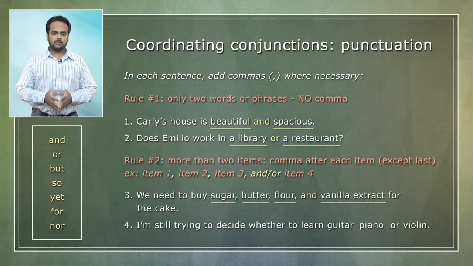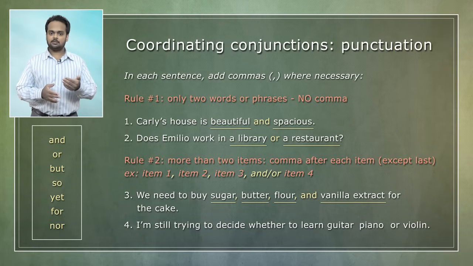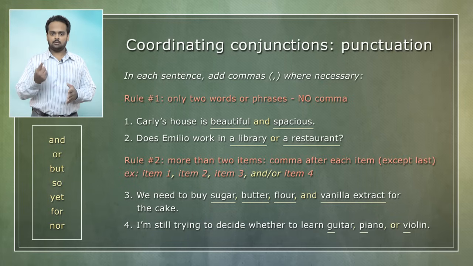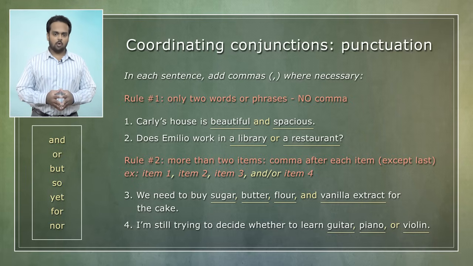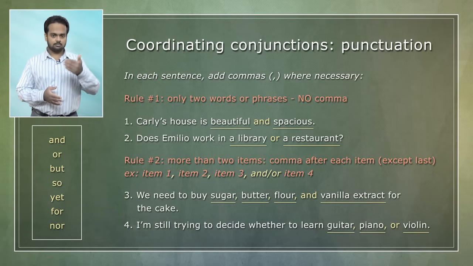Notice that there is a conjunction and before the last item, and the comma goes before the conjunction. Similarly, in number 4, there is a list of 3 items. Guitar, piano, violin. This time, the conjunction is or, and just like in the previous examples, we use commas to separate the items. And the last comma goes before the conjunction.